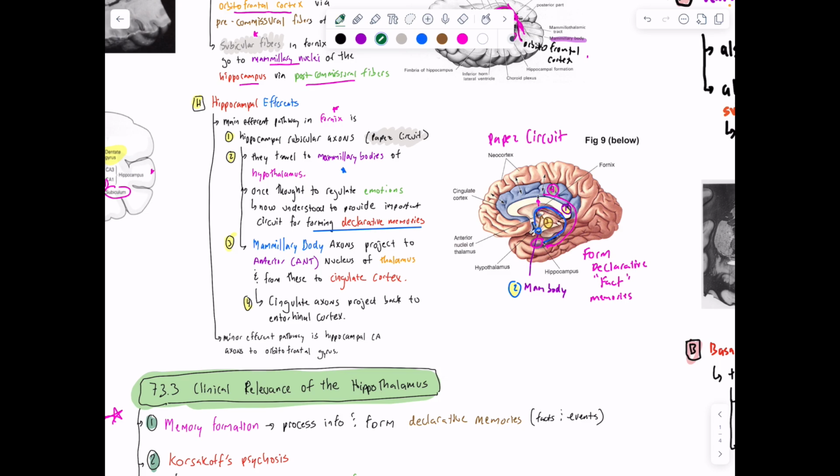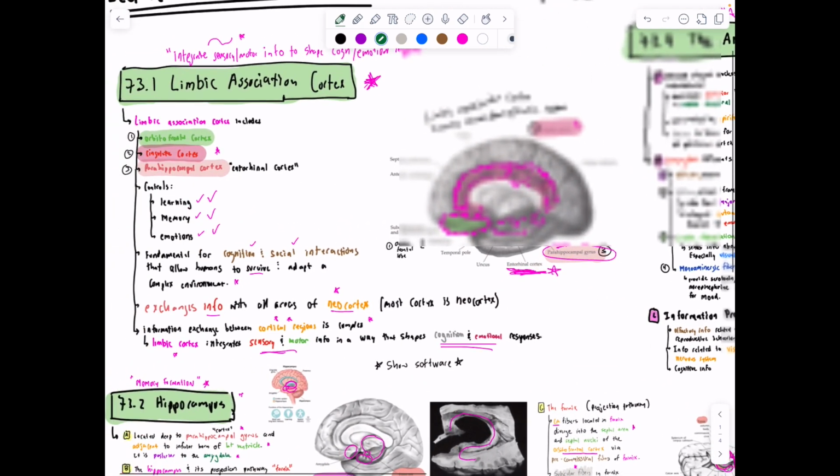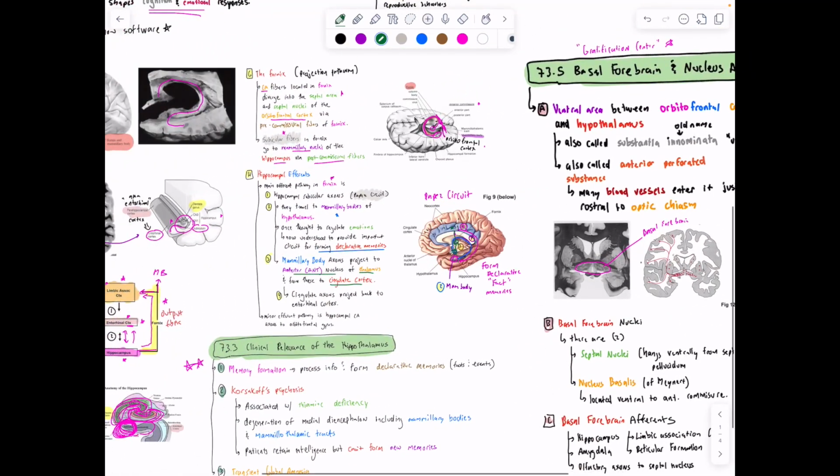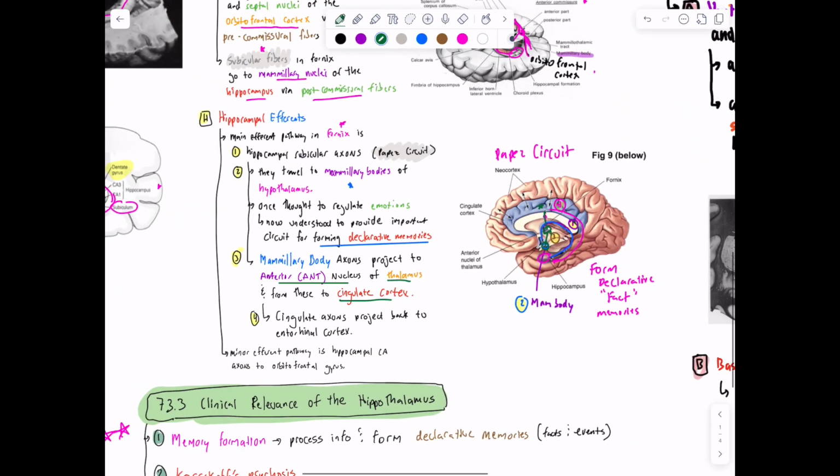And this pathway is important for forming declarative memories, so fact-based memories. And then the mammillary bodies are going to project to the anterior nucleus of the thalamus. So right here, they project to the thalamus from the mammillary bodies, and then from the thalamus to a different part of the limbic system, which we already talked about, the cingulate cortex. And we know that the cingulate cortex is part of the limbic association cortex, right? So if you're in the limbic association cortex, in this case the cingulate cortex, we know that will connect back to the basal ganglia, and so the final step is to the basal ganglia.